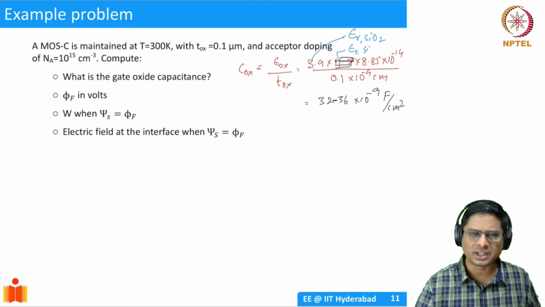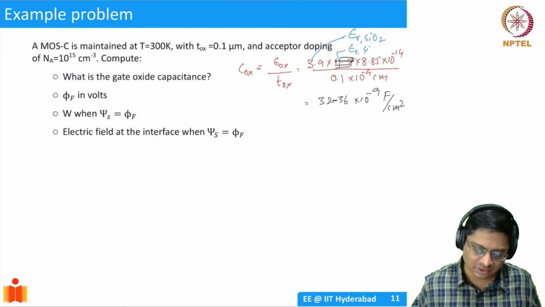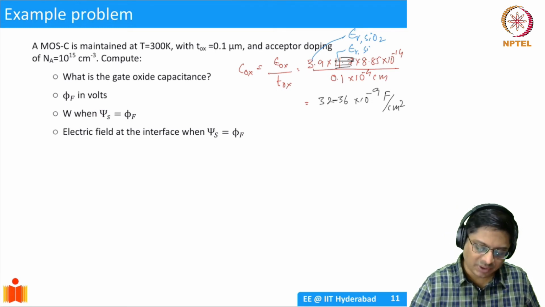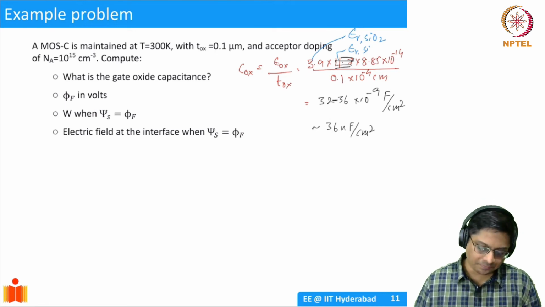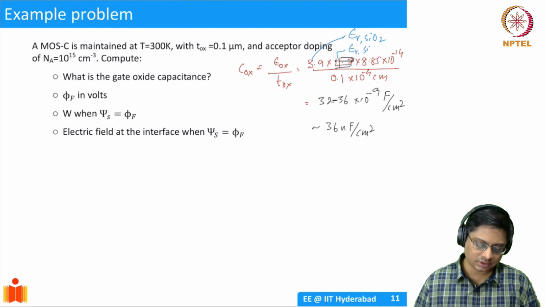32 to 36, some number in between that. You calculate it exactly. Okay. So essentially, if I take the upper bound, it will be approximately 36 nanofarads per centimeter square. Upper bound. Okay. All right.